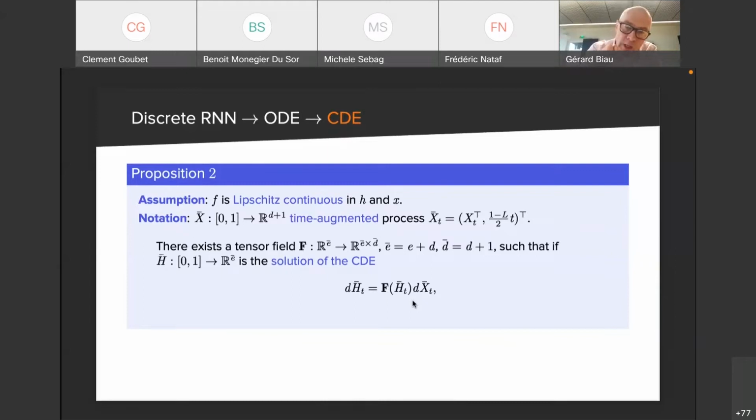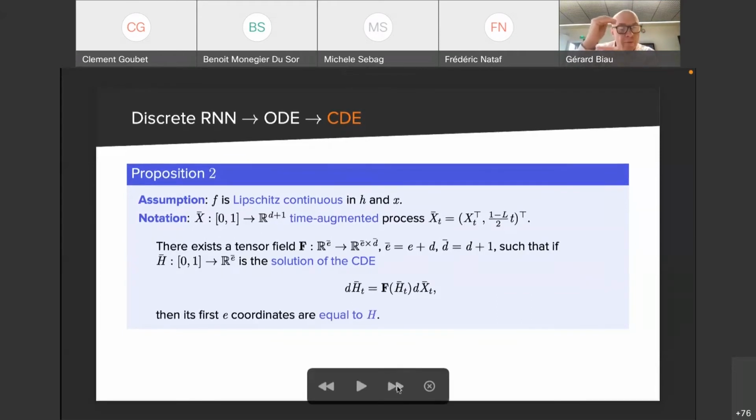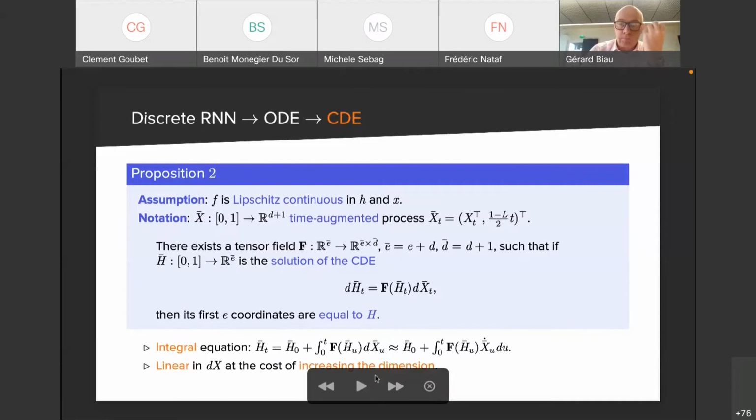So if we look at the solution of this control differential equation, again, it's with dx bar t. So we have slightly augmented the dimension of the process, and also we have slightly augmented the dimension of h. Then the first coordinates of this equation are in fact the solution of my ordinary differential equation, right? So it's very interesting because it shows you that it's a much more convenient way of writing the problem, in the sense that now it's linear in the x at the cost of slightly increasing the dimension.